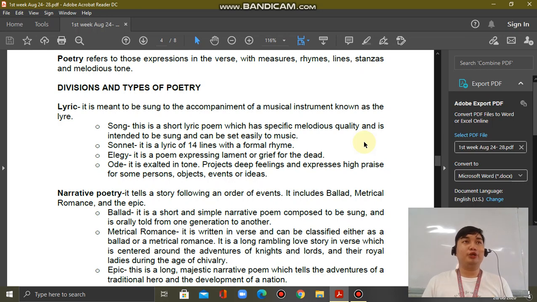For example, you have this special fondness for your teacher because he knows how to teach you well, because you can understand the lesson well. So probably you create a poem for him. So that's it, right? That's an ode. But of course, to be considered as an ode, it should possess the conventions that poetry requires.